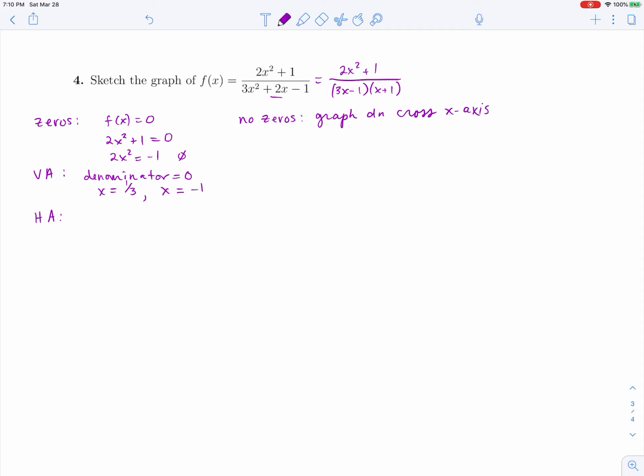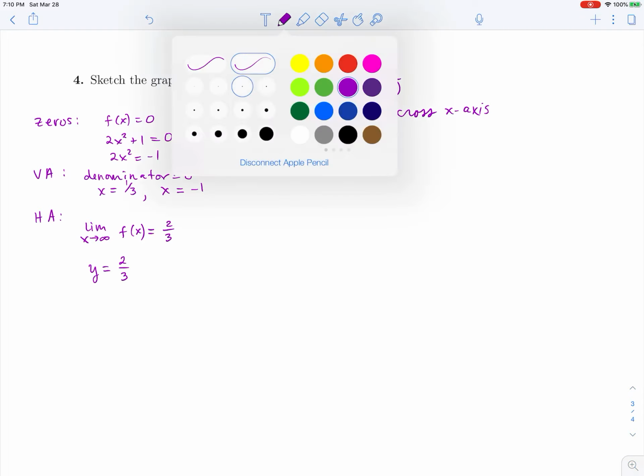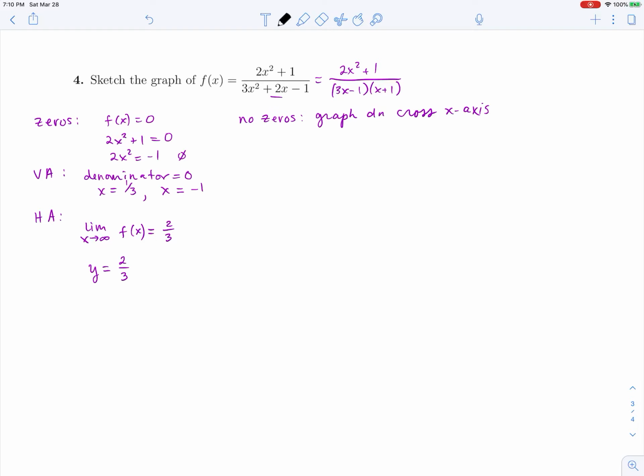vertical asymptotes. And then for the horizontal asymptote, we just want to look at the limit as x approaches infinity of our function. You can see that the degrees are equal, so we're going to get the ratio of the leading coefficients. So the horizontal asymptote is y equals 2/3. Let's go ahead and see what we can get out of that for our graph. So here's our axes.